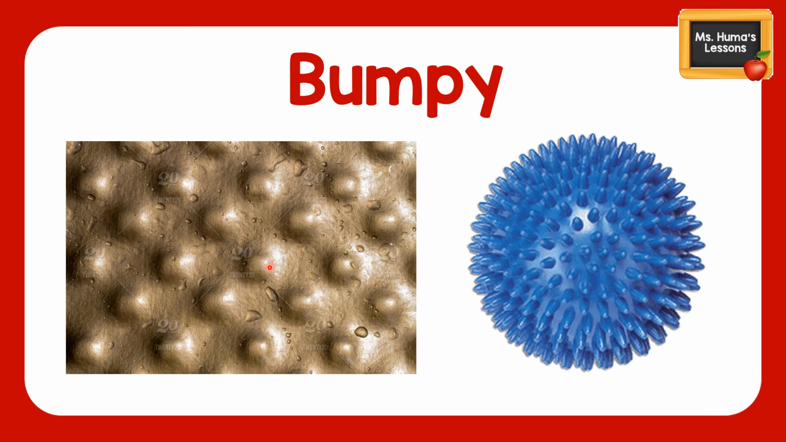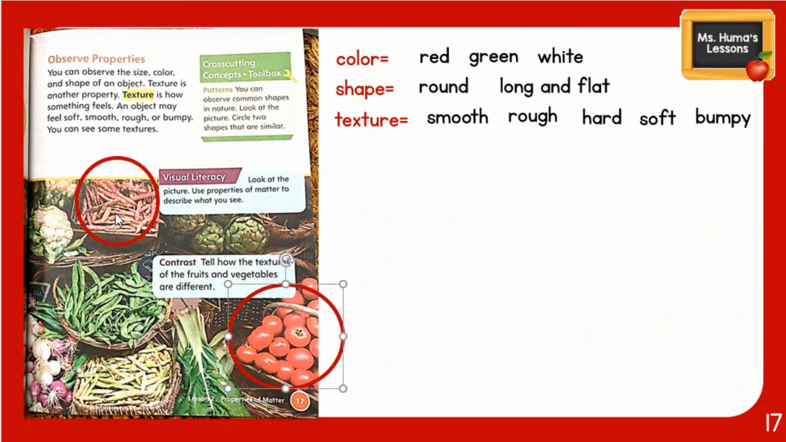Then this is bumpy. When something is coming out of the surface, like you can see in these things, you call this surface bumpy. That means there is something coming out of their skin or some surface. This is called bumpy. Now let's compare some vegetables.